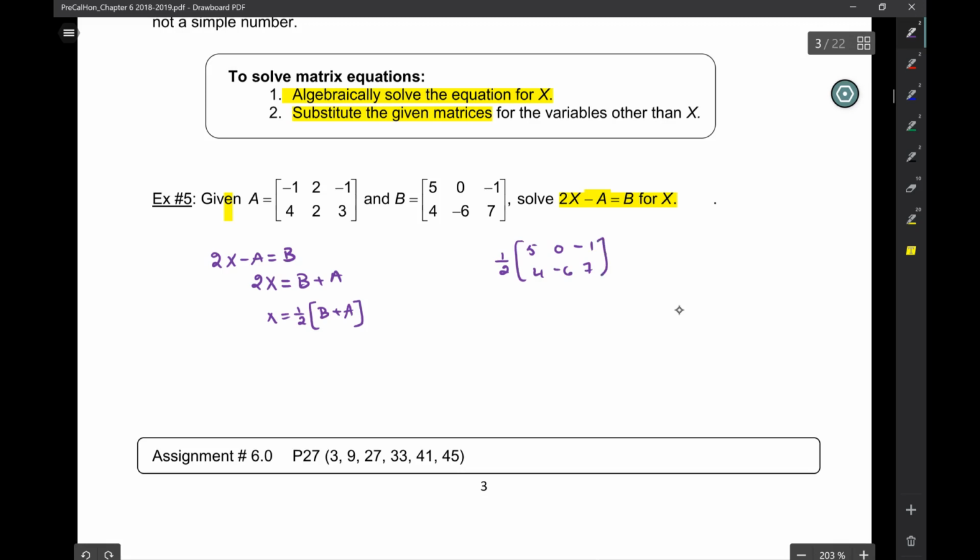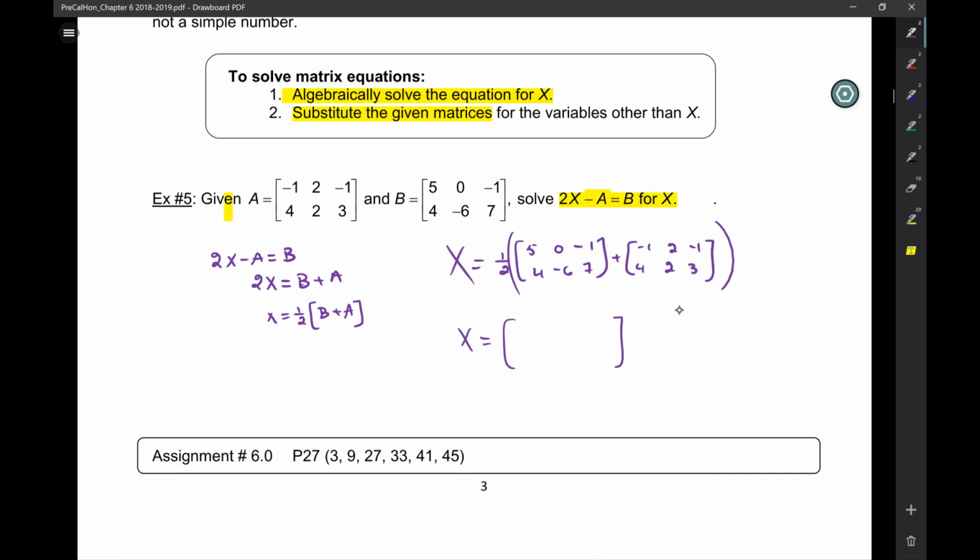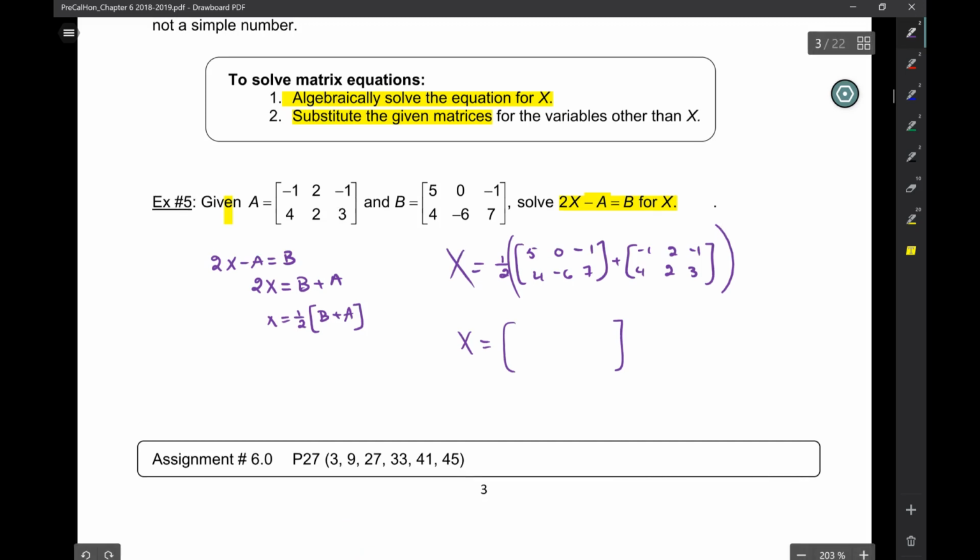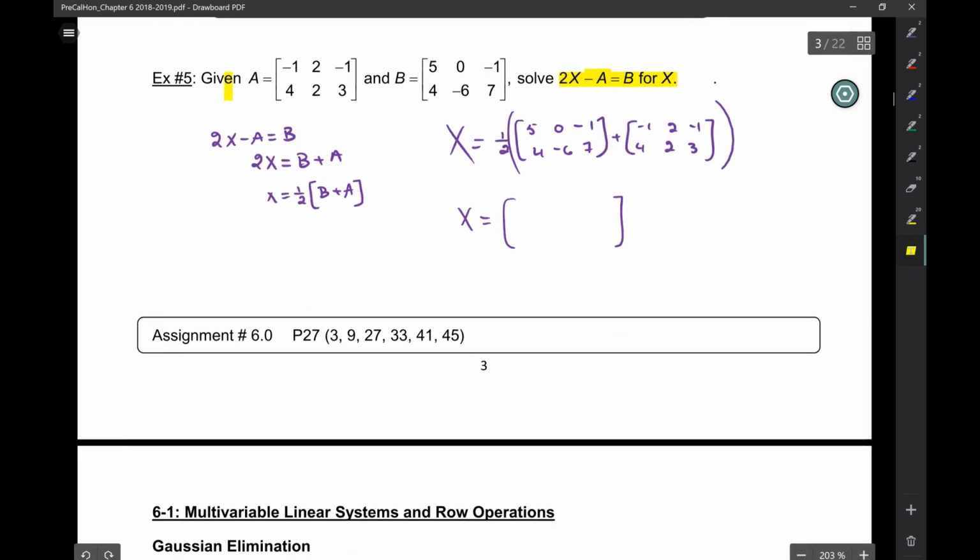I'll take your question in a second, Zach. Okay, so that's X, and then when you do the math here, X is going to be a 2 by 3 matrix. Do we need to go over the math of it? I think you guys are okay, right? Okay, Zachary, question.